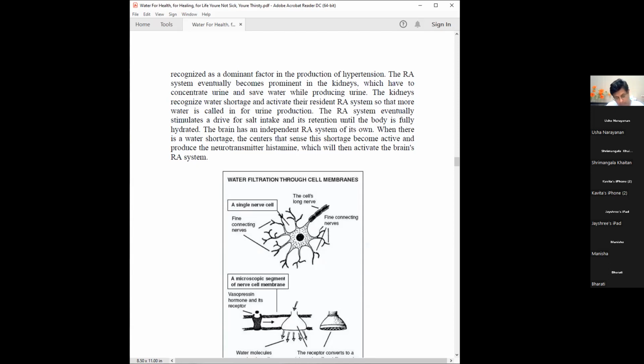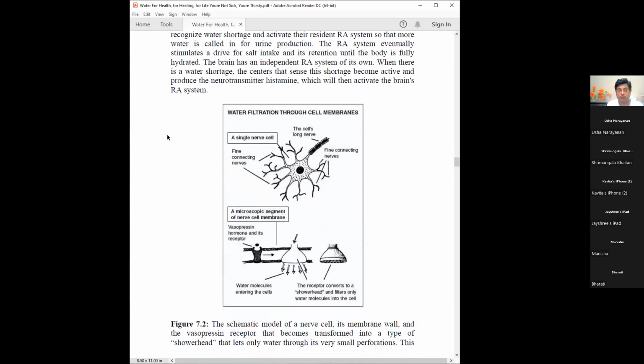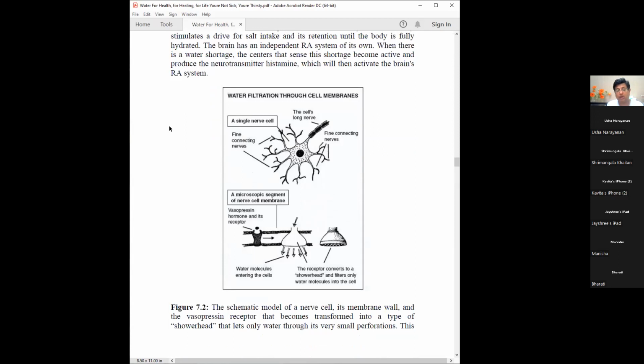When there is a water shortage, the center that senses this shortage becomes active and produces the neurotransmitter histamine, which will then activate the brain's RA system. So whenever there's a shortage of water, histamine gets produced, which is the hormone which acts in the body systems to retain or to reduce the loss of water.